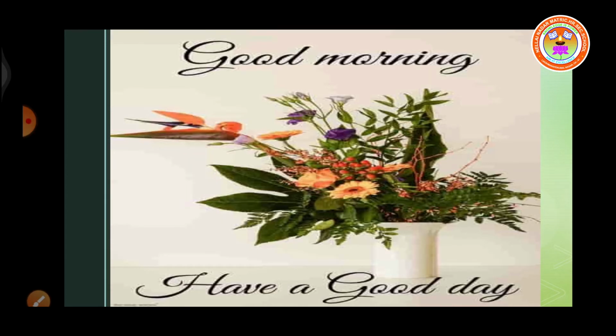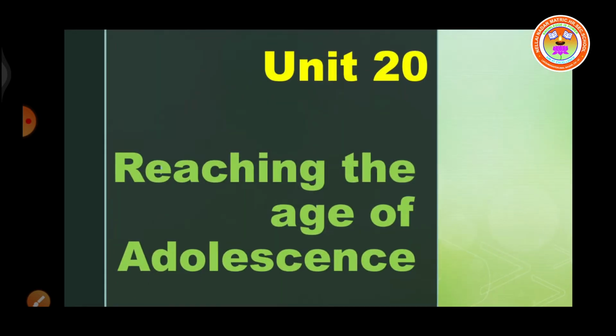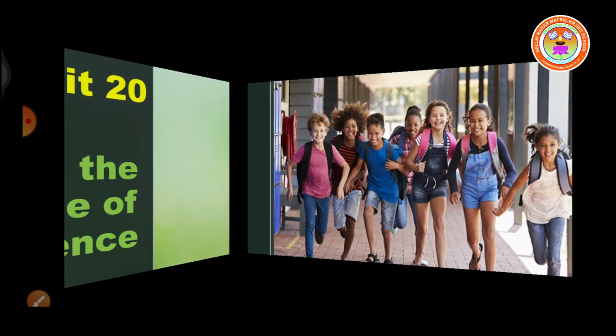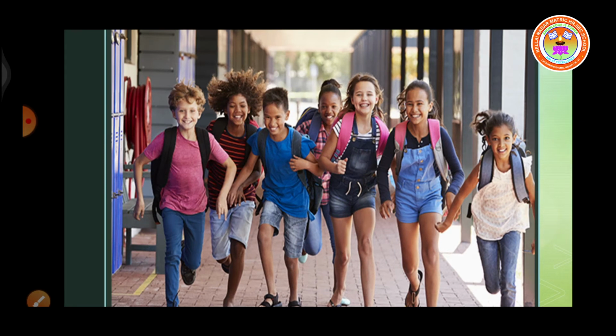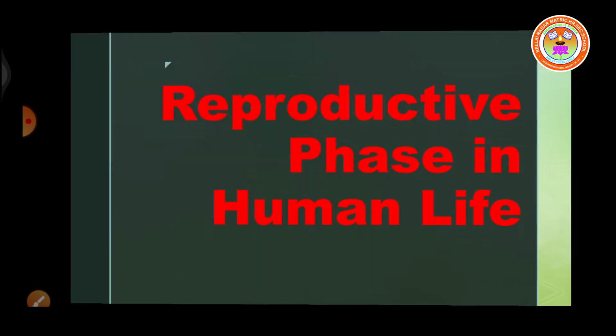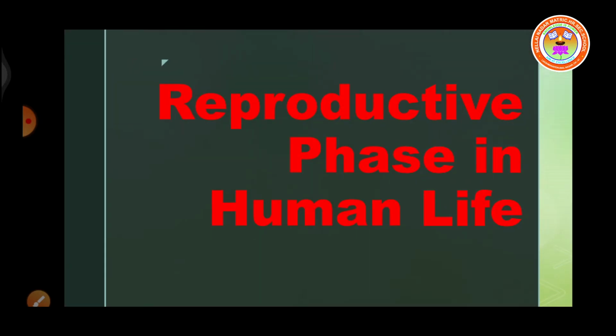We are learning unit number 20, reaching the age of adolescence. In the previous class we learned the role of hormones in reproduction. Now, in this session, we are going to learn the reproductive phase in human life.